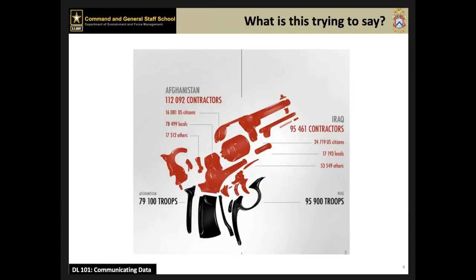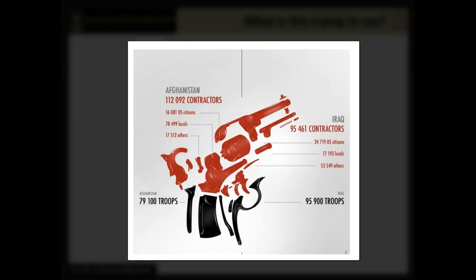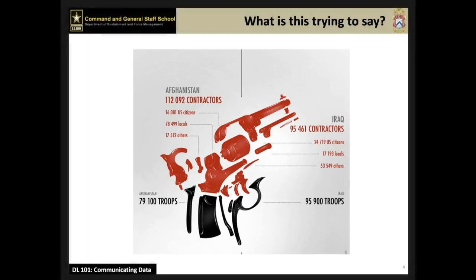What is this trying to say? Take a moment to look at this visual. What message does it tell you? The message isn't entirely clear, is it? Are there more contractors in Afghanistan? Did we use more locals in Afghanistan? Why the colors? Why are the numbers associated with gun parts? We'll return to this visual again, but for now, let's say the message is unclear.